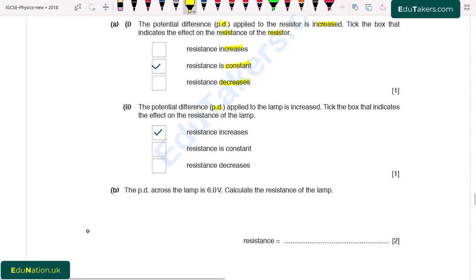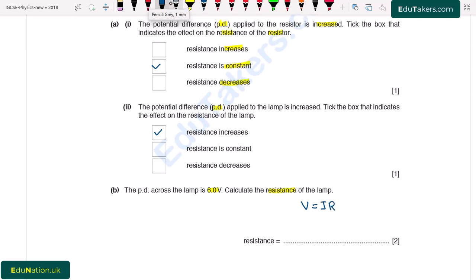Part B. The potential difference across the lamp is 6.0 volt. Calculate the resistance of the lamp. Here potential difference is given, that is 6 volt, and we have to find out the resistance of lamp. So we know that V is equal to IR, that is according to Ohm's law.